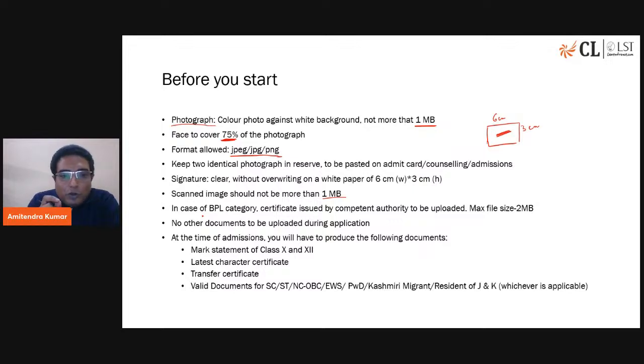In case you belong to the below poverty line category, which will be one of the questions in the application form, if you mark yes over there, you are also required to upload this certificate. So in case you have the BPL certificate and you belong to that category, at the time of application itself, you have to upload that certificate. For the rest, no certificates or documents have to be uploaded as of now. All documents will be required to be presented at the time of counseling and admission, somewhere around May end, not before that.